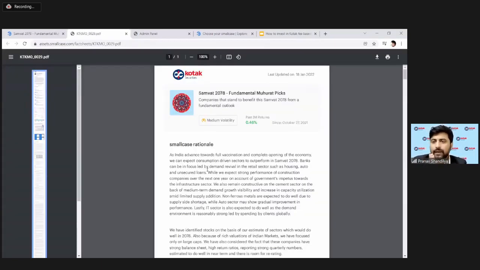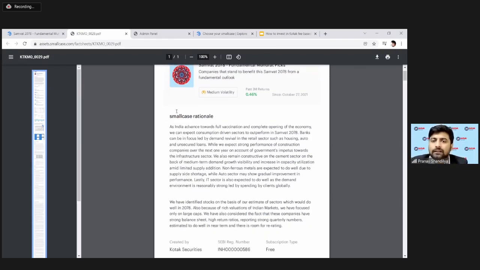So when you click on the fact sheet, a downloadable PDF opens up where you can see all the details that are related to that particular Kotak basket. For example, you can download this PDF by clicking on the download button here. So you can see things like the rationale of the smallcase, in the sense why this particular portfolio or why this particular basket has been designed.